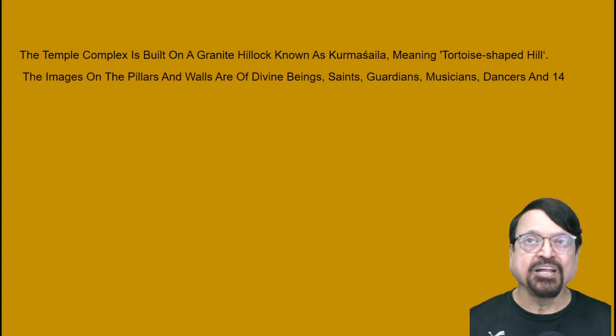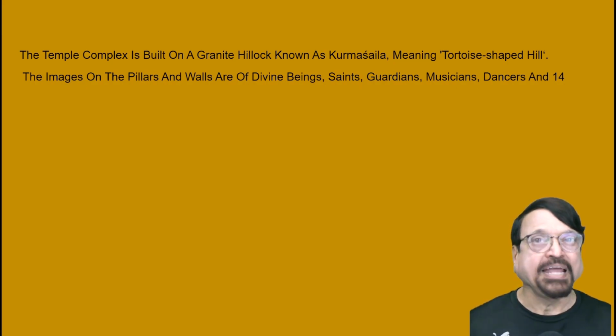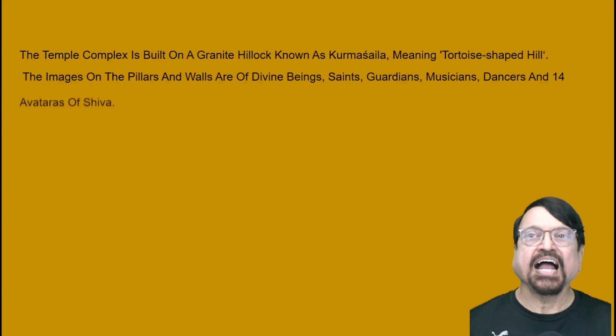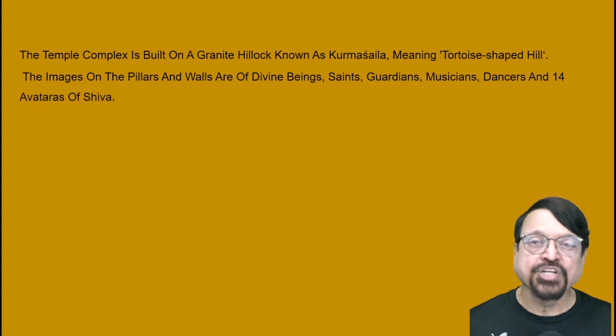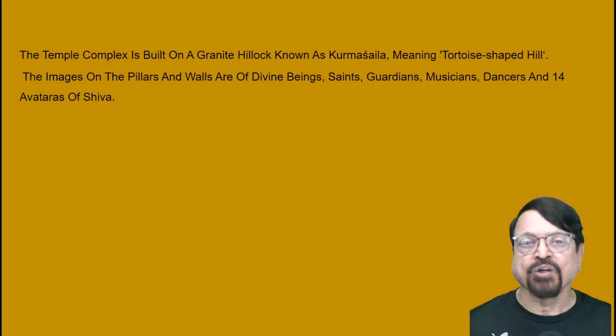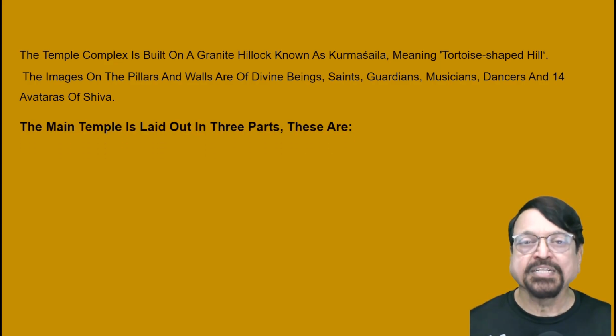The images on the pillars and the walls are of divine beings. You will find saints, guardians, then musicians, dancers and 14 avatars of Shiva. Now let me remind you, you will see at a lot of places avatars of Vishnu, Lord Vishnu. But as far as Shiva is concerned, this is one of the temples where they are prominently carved. So for that reason, you should remember this temple, you should see it in detail and you should analyze it. I am giving you a videographic, then photographic demonstration. Pause it whenever you want.